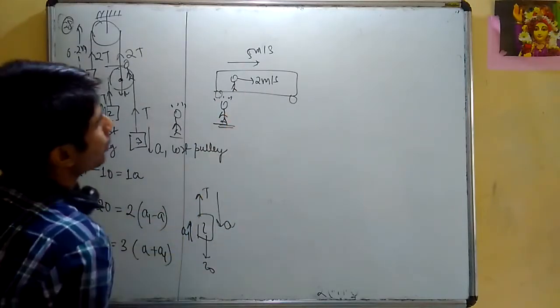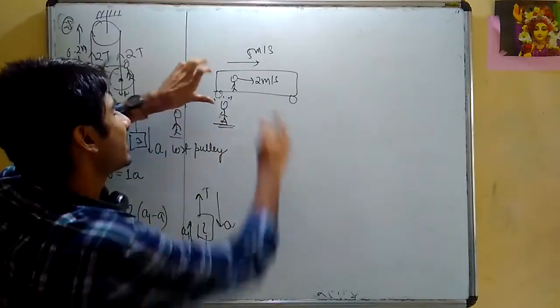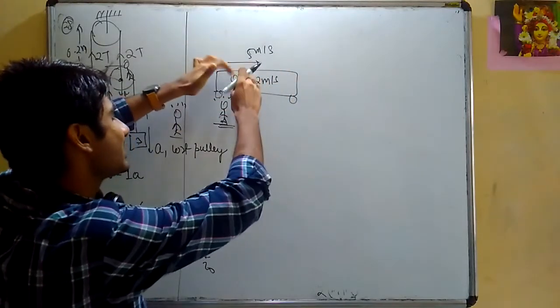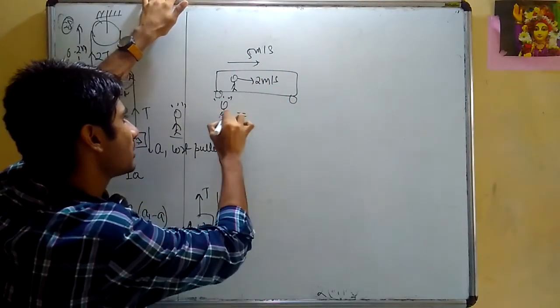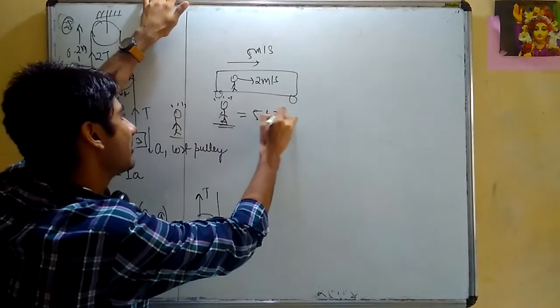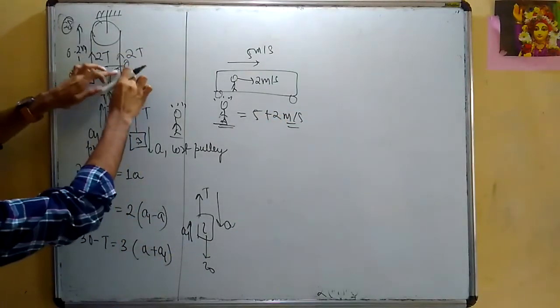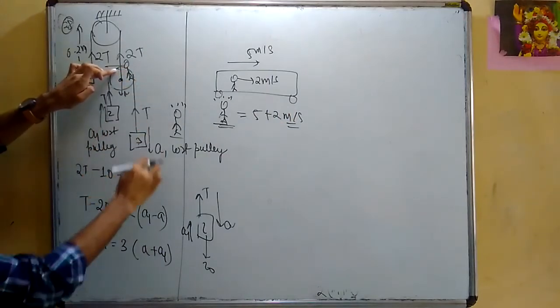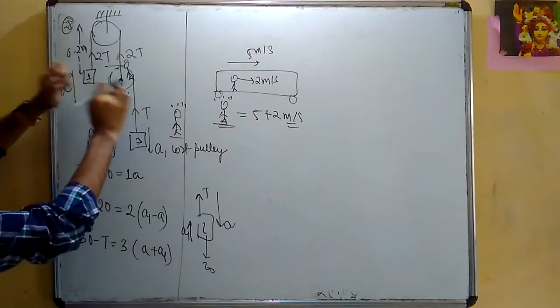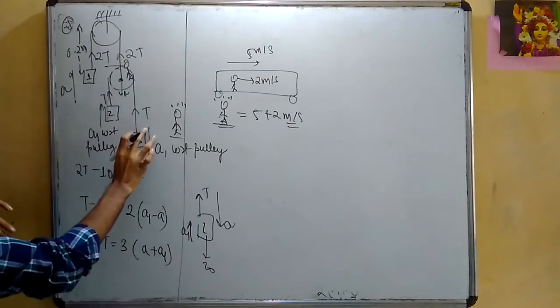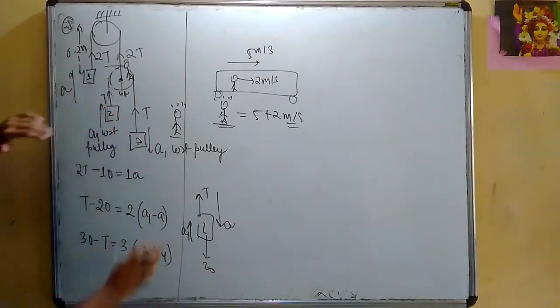For a person who is standing on the ground, the train is moving with 5 and this person is inside the train moving with 2. So for this person his speed will be 5 plus 2 meter per second. Similarly here, for this person, this is going down with a1 and he himself is going down with a. So with respect to ground, his overall acceleration will be a plus a1.